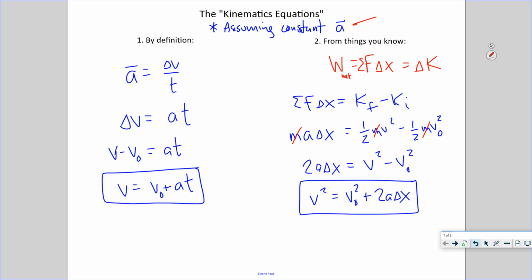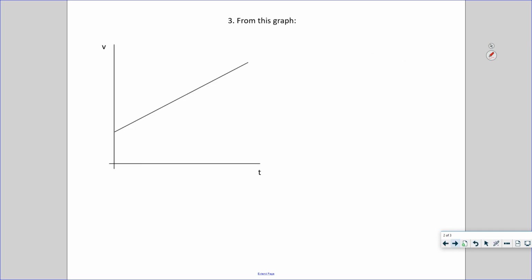Now the third one can be come at in the context of a graph. A couple ways to do this, but what I'm going to say is this object has some initial velocity we'll call v naught.